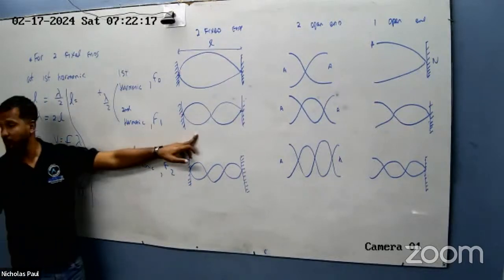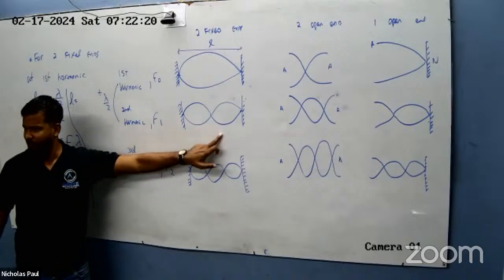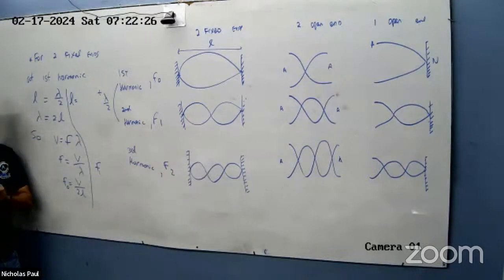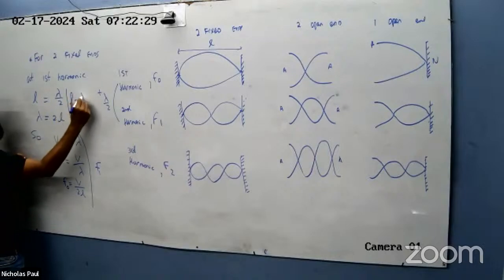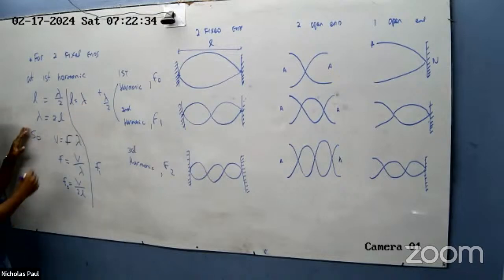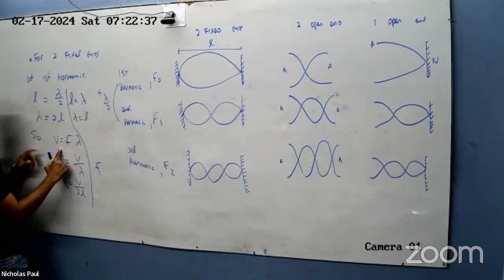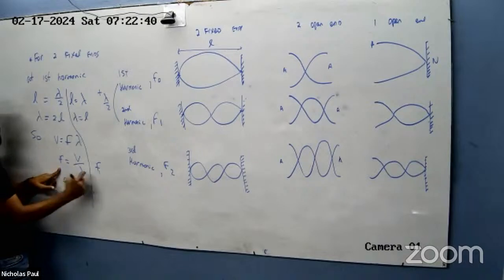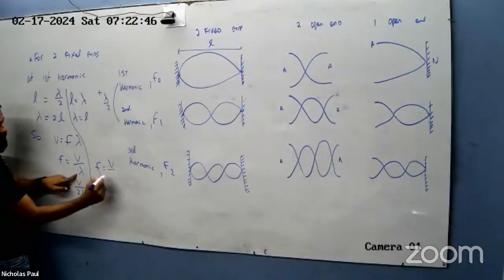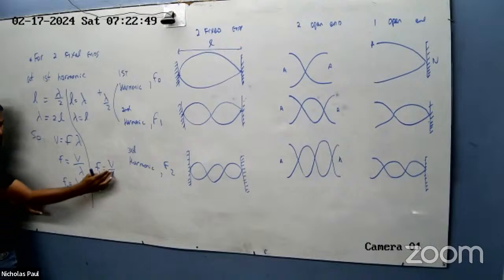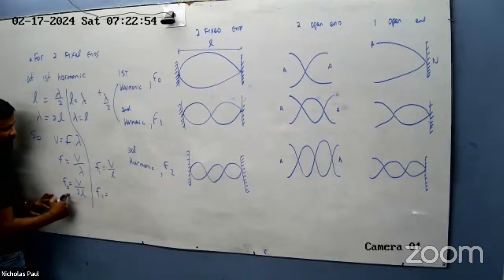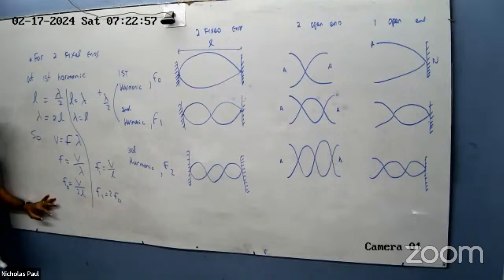So L is how much? This one is a whole wavelength lambda. Two halves, yes. So the length of the column here is now one whole wave. Correct? So lambda is equal to L. F1 is equal to V on lambda, and lambda is L. Anybody recognize the relationship between the two of them? Multiply this by 2. So F1 is 2F0. You see that?